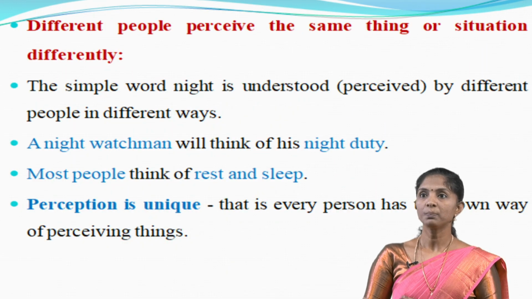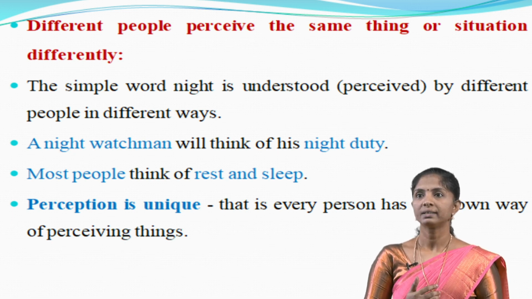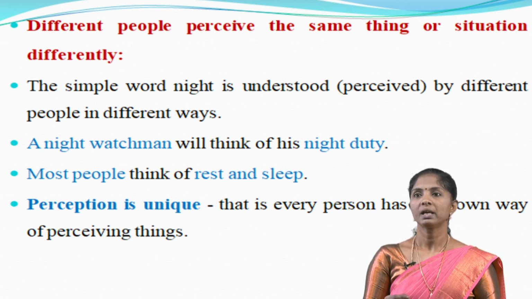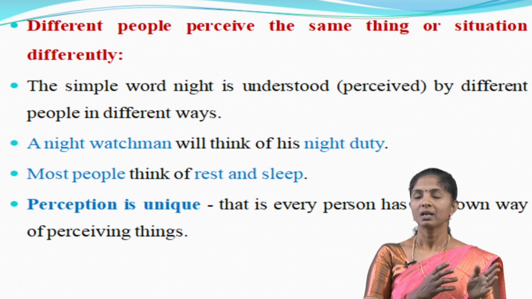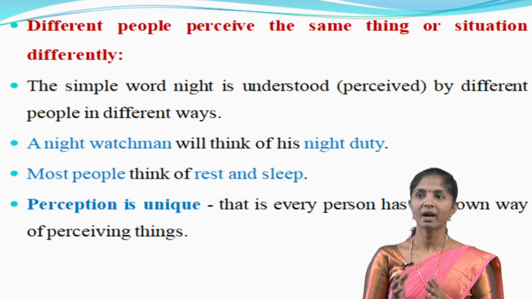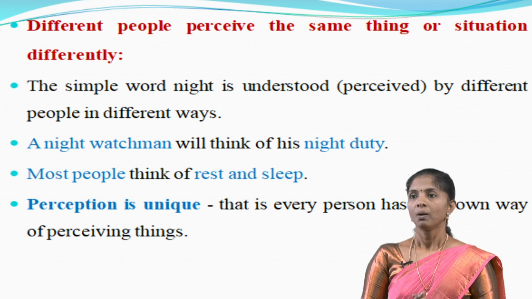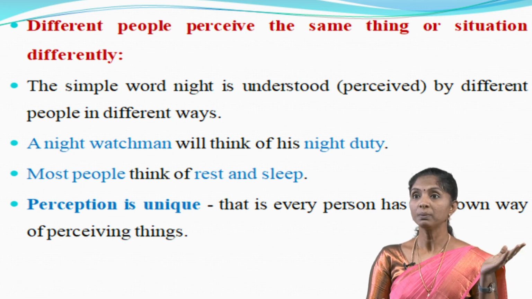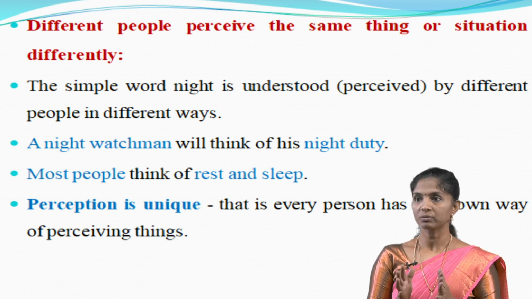Different people perceive the same things or situation differently. The simple word night is understood by different people in different ways. For example, a night watchman will think of his night duty. A thief will think of how and where he can use his skill and sell things. Most people think of rest and sleep. So different people perceive the same things in different manner. So perception is unique, that is, every person has their own way of perceiving things.